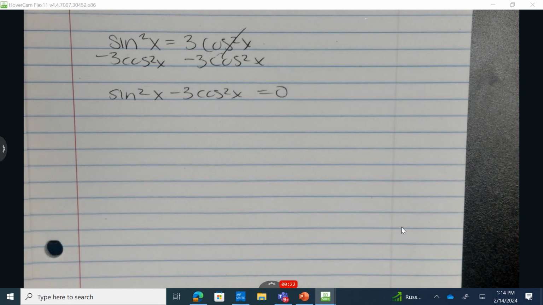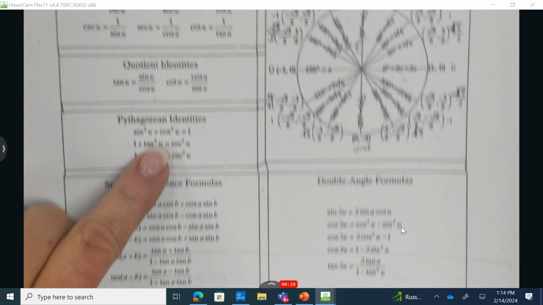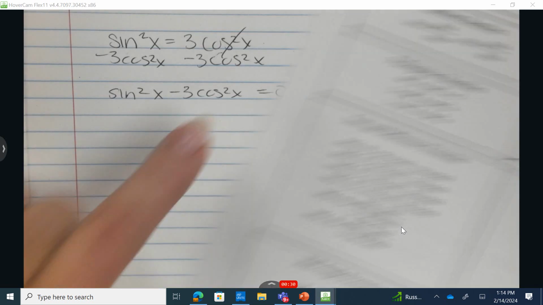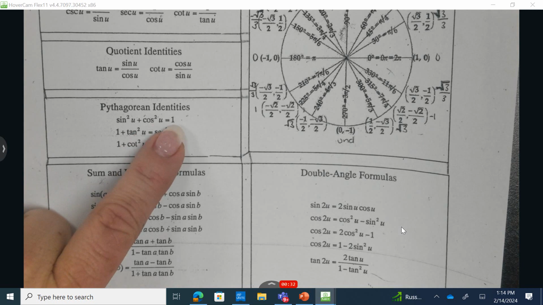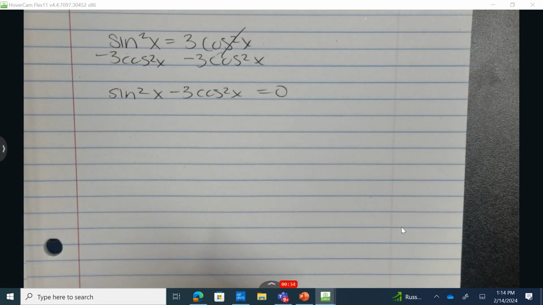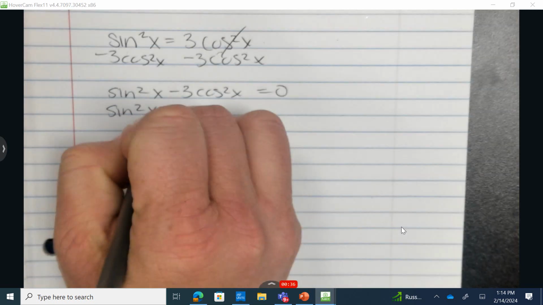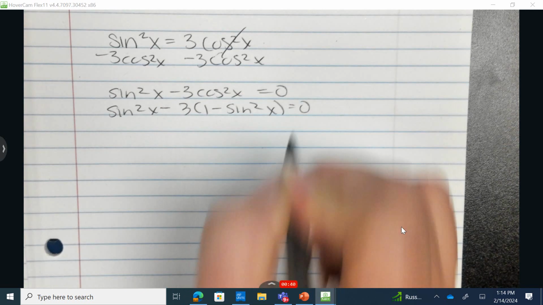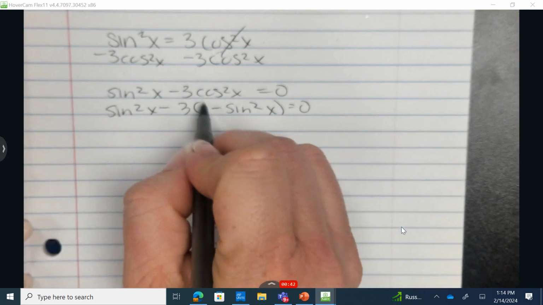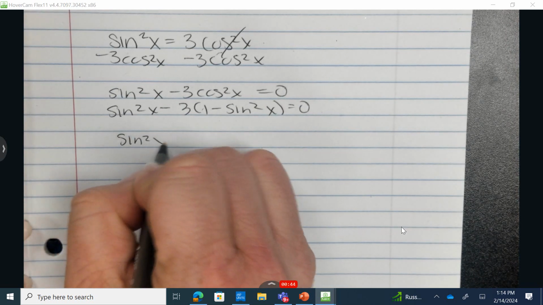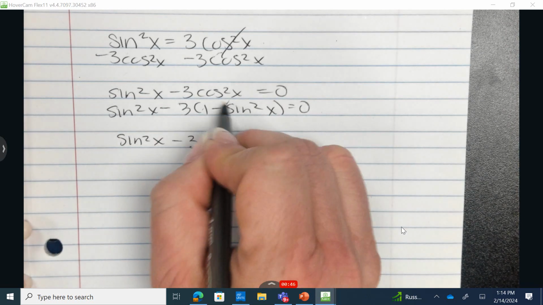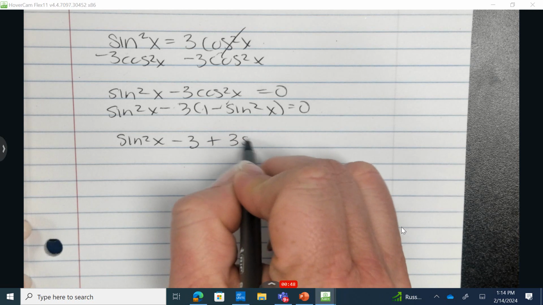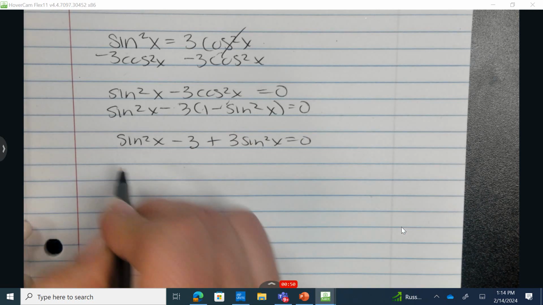And now I'm going to choose to replace cosine. You could have chosen to replace sine. I know, looking at our Pythagorean identities, that if I replace cosine squared, it is equal to 1 minus sine squared. Okay, I'm going to distribute the negative 3 to end up with sine squared x minus 3. Two negatives make a positive, plus 3 sine squared x equals 0.